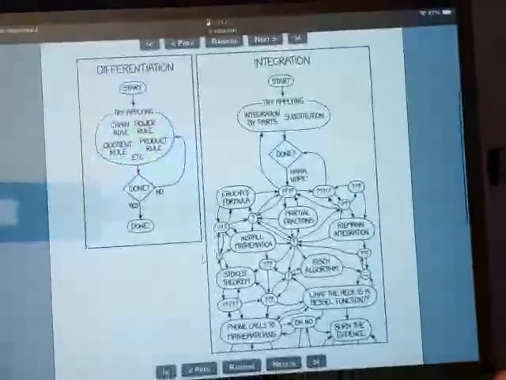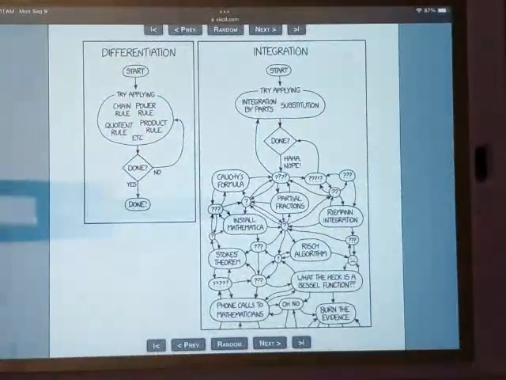It's an XKCD cartoon. I love XKCD. They're so completely on the universe of nerds. The left side is taking derivatives. Look, can I use the power rule, the chain rule, the product rule, the quotient rule? Can I try logarithmic derivatives or implicit derivatives? That's really it.